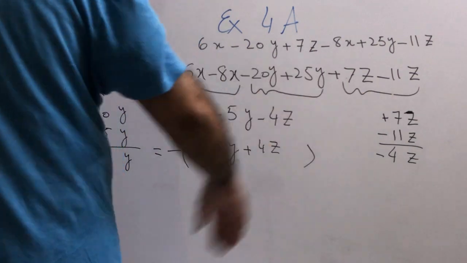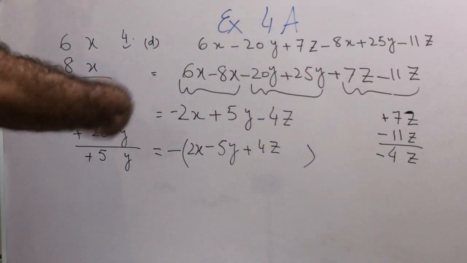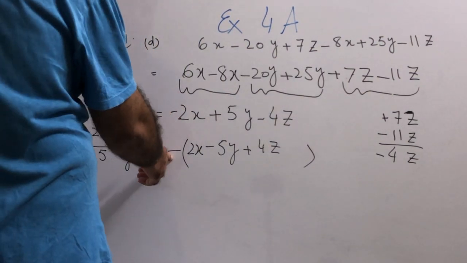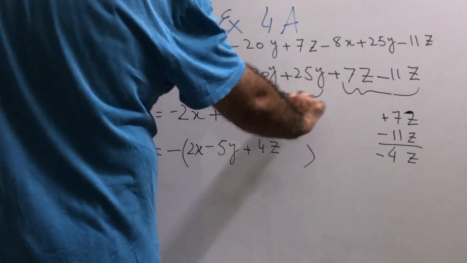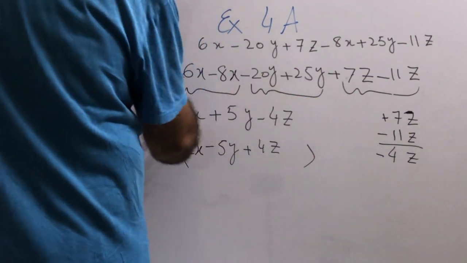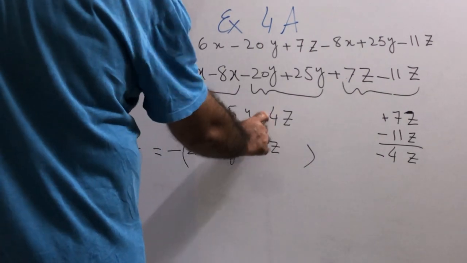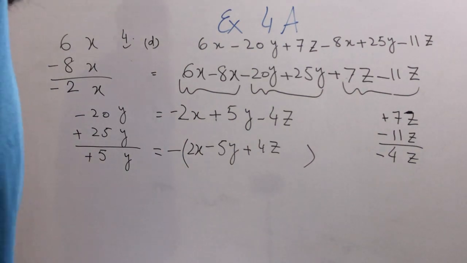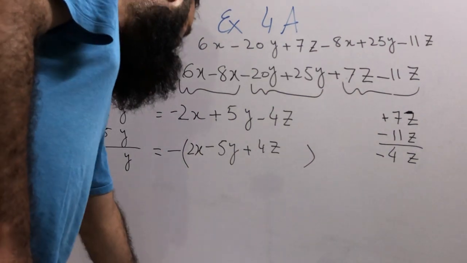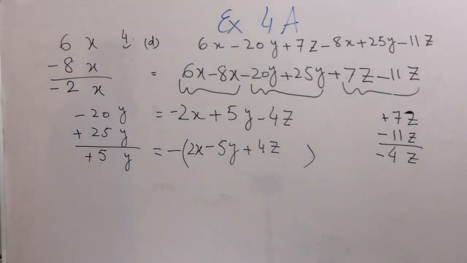This is the answer. Further, if you want to go further, we took minus common and the signs in the bracket for this expression changed. It became positive, it became negative, it became positive. So this is how to simplify the expression. This was part D. So we have completed the fourth question.